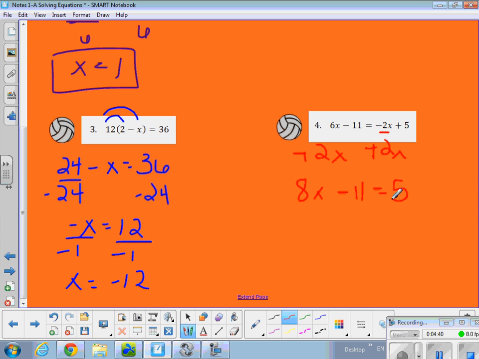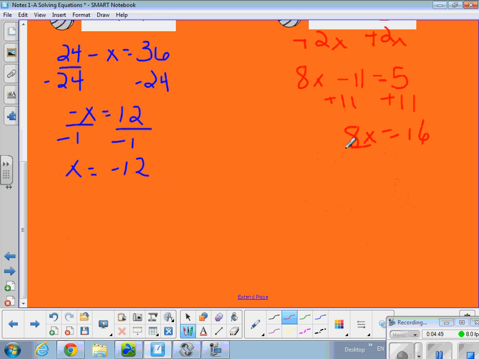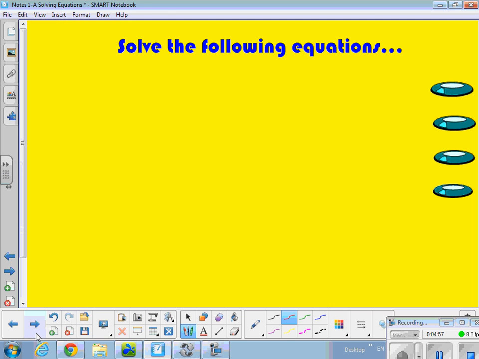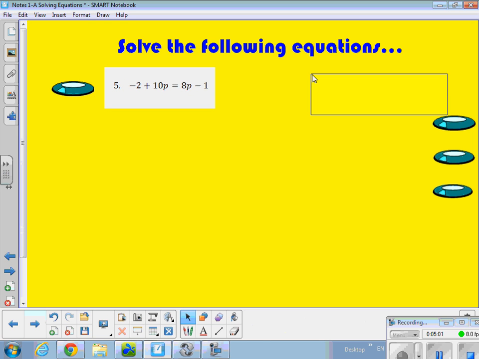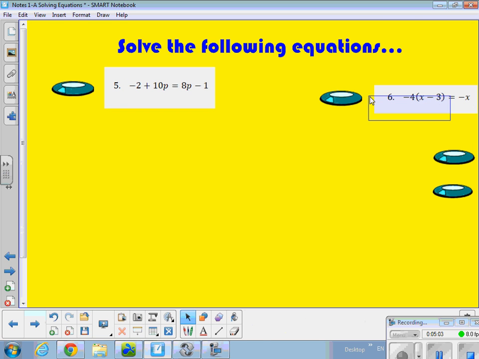So now I want to get that x by itself, so I'm going to add 11 to both sides. Then I get 8x is equal to 16. Next, divide both sides by 8. And 16 divided by 8 is going to give me 2. Next, I want you guys to go ahead and try number 5 on your own.